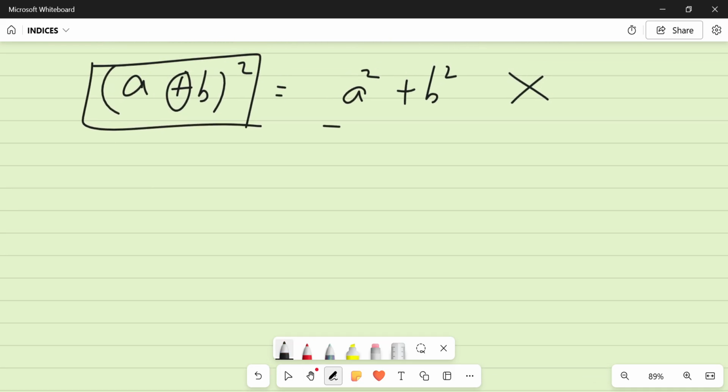If it is subtraction, it has a second identity. If I'm going to write down a minus b the whole square, this is the second identity. So you cannot open this as a square minus b square like you have opened in the previous law, right? So be careful, students. Indices only apply in multiplication and division.